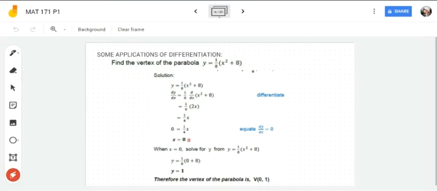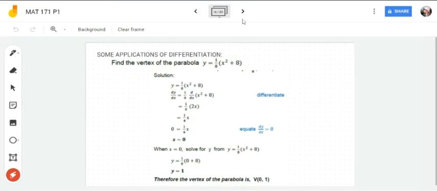And then for getting the y, you will just simply substitute x is equal to 0 into your original equation. So your y is equal to 1/8 x squared plus 8, substituting 0 for x. So that will become 1/8 quantity 0 plus 8, and then 0 plus 8 is 8, and then 8 divided by 8 will become 1. So your y is equal to 1. Therefore, your vertex is located at (0, 1) on the Cartesian plane.